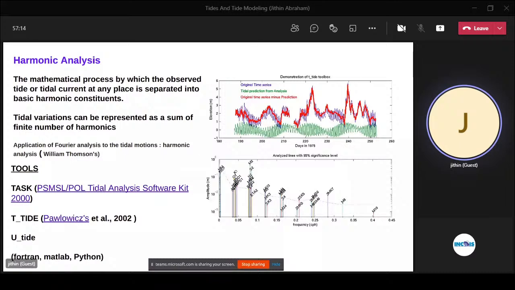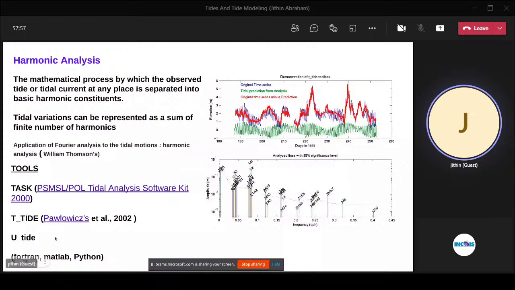So using this Fourier analysis, we can extract the tidal signals from the observation. This is an application of Fourier analysis. It was developed by William Thomson, and there are many toolkits available to extract the tidal elevations and tidal currents. One of the popular tools is TAR, developed by PSMSL, and there are other software kits like T_Tide based on MATLAB, and UTide. Most of these are freely available software kits to extract the tidal elevations.